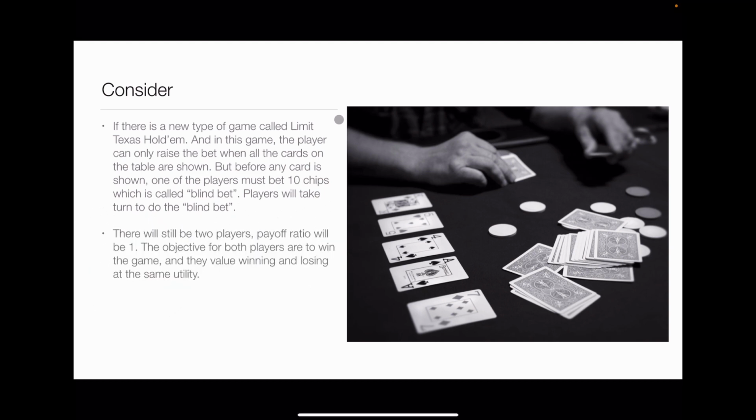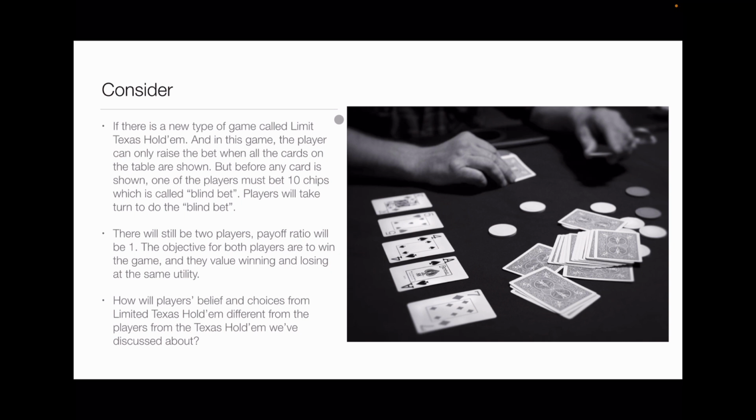There will still be 2 players, and the payoff ratio will be 1. The objective of both players is to win the game, and they value winning and losing at the same utility. So how will players' beliefs and choices in Limit Texas Hold'em differ from the players in the Texas Hold'em we've discussed?